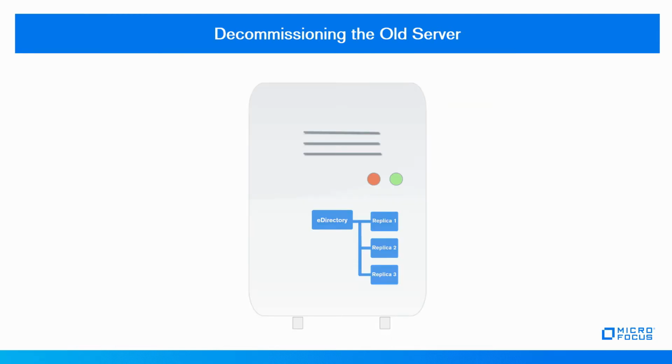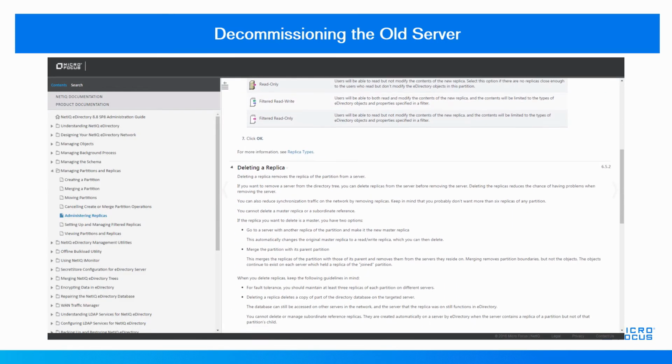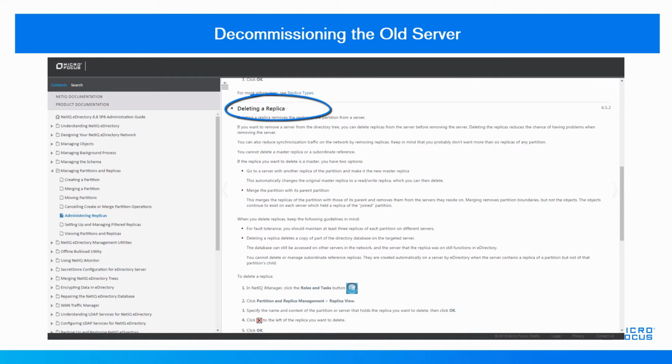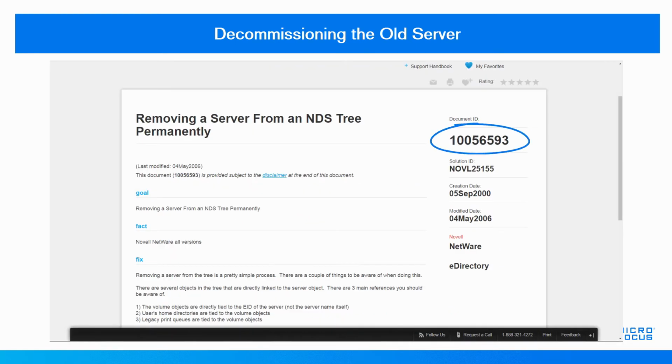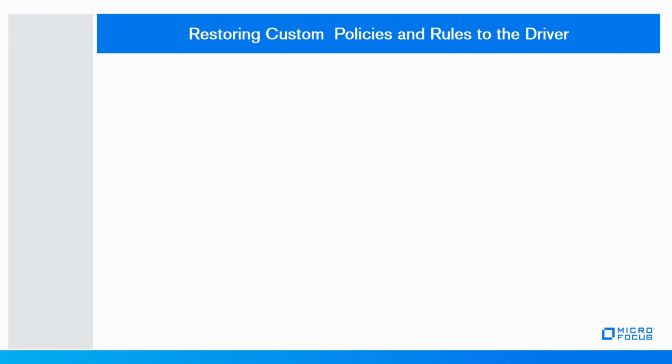Decommissioning the old server. At this point, the old server is not hosting any drivers. If you no longer need this server, remove the Identity Vault replicas from this server. Remove Identity Vault from this server. For more information, see the documentation on removing a server from an NDS tree permanently.